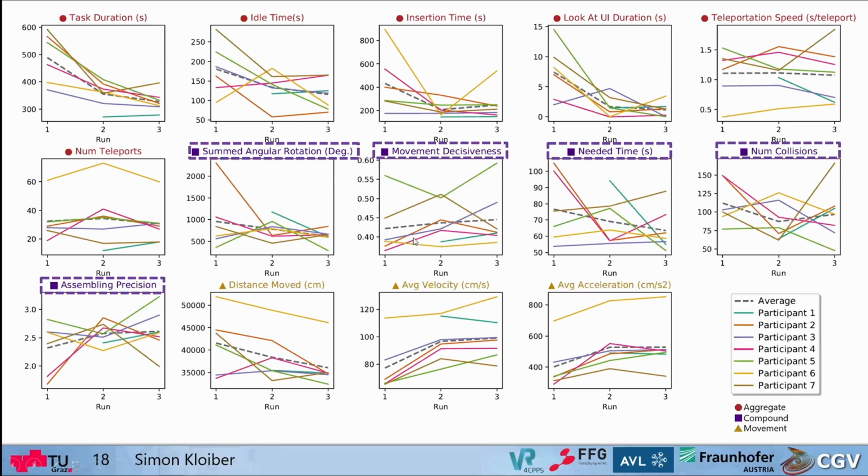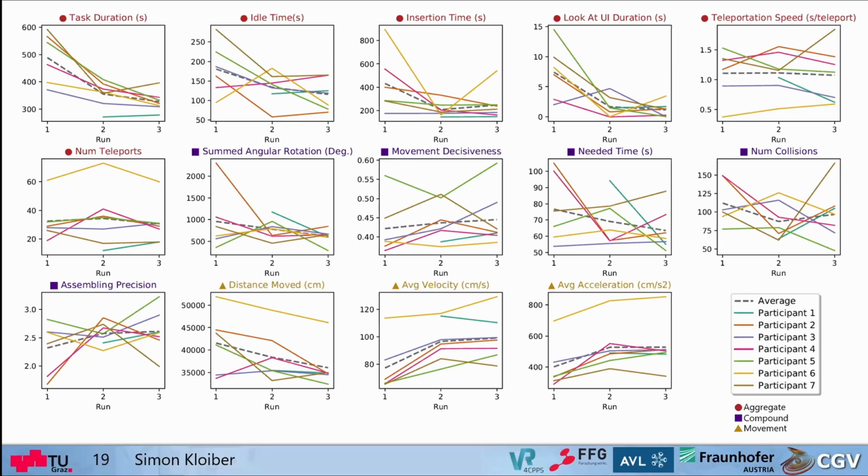And when we look at our assembly precision metric, we can also see that it's constantly improving. So the composite metric is going up here, and the singular metrics that are composing this larger one, with summed angular rotation, movement decisiveness, needed time, and number of collisions, are steadily improving. Although not as much as I would have hoped, I have to admit. So maybe we would have needed many more runs to see how it develops over a longer period of time.